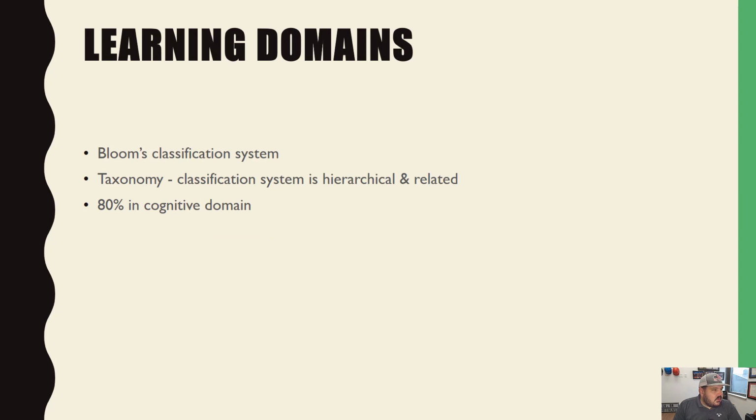So we're going to take a look at learning domains. So the first one is Bloom's classification system. Affective and cognitive learning are 2 of the 3 domains of educational activity. The third is psychomotor learning, and these were identified by Benjamin Bloom in his paper Taxonomy of Educational Objectives, which was published in 1956. So it's been around for quite some time.